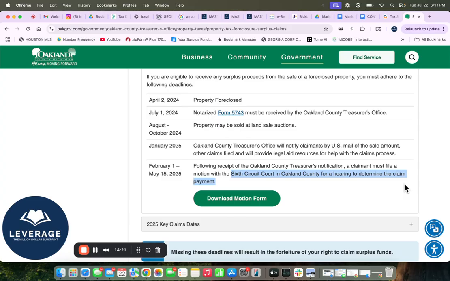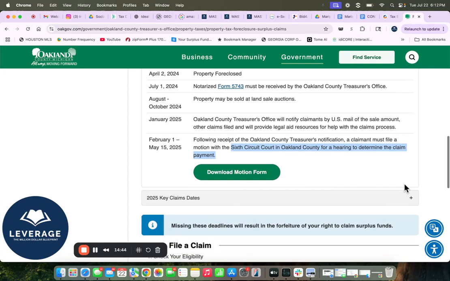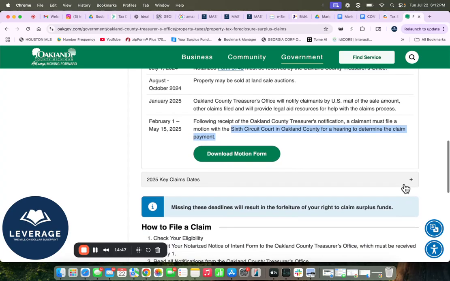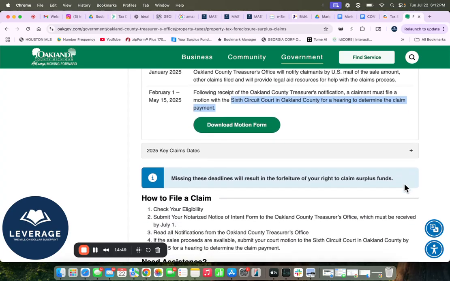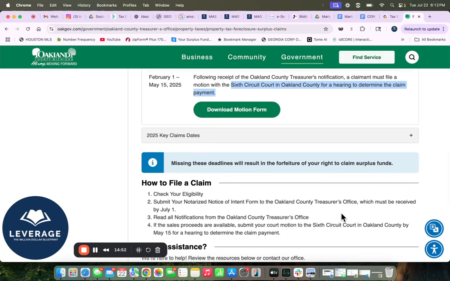I was doing one county, and what often ends up happening is if you're having to file motions with the court, you have to be an attorney. So what does that mean for a person like me or a person like you? If you do not work with an attorney and you are independent like myself, this would not be an ideal county. It says missing these deadlines will result in the forfeiture of your right to claim the surplus. As you can see, it must be received by July 1st, and you have to have it by May 15th for a hearing to determine claim payment.